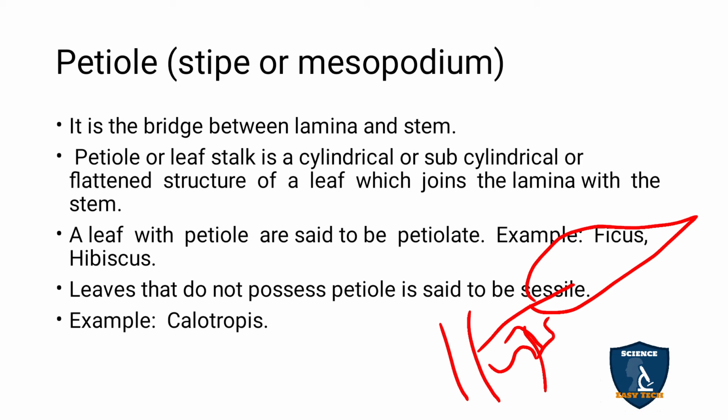If the petiole is present in the plant, then it is called petiolate. Example, Hibiscus, Ficus. You remember Hibiscus alone. If it doesn't have the petiole, then it is called sessile. So absence of petiole is called sessile. Example, Calotropis.